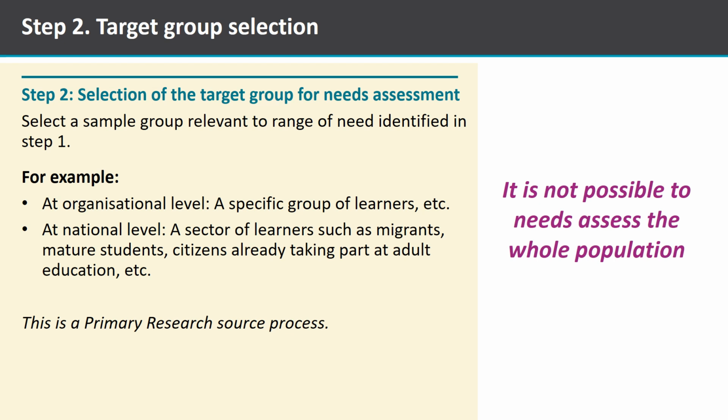As examples, at an organizational level, it may be a specific group of learners or types of learners who are selected and samples taken to identify their needs. At national level, it may be a broader selection. It may be learners such as migrants, mature students, citizens who are already participating in adult education. Taking these sections of the population, identifying samples of them, and using well-tested needs assessment procedures to collect the data, to present the data, analyze it, and then to project if this is appropriate for the whole population. This is a primary research source process.